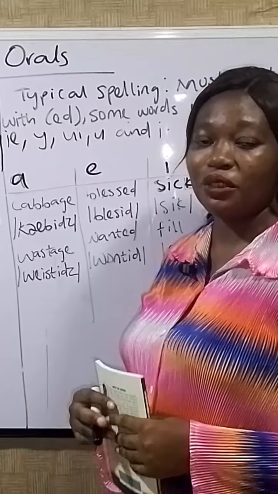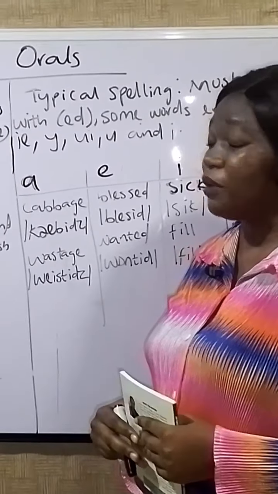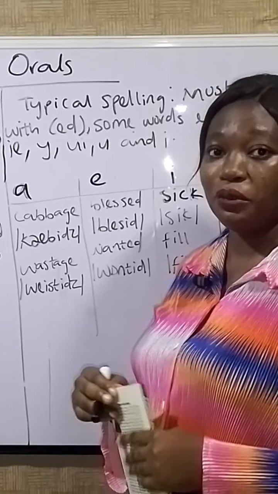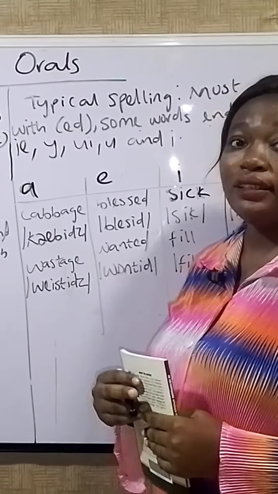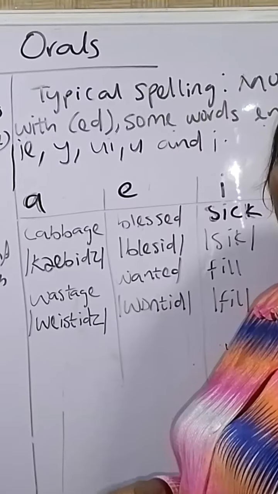In the previous classes, we talked about monotones and the different examples of monotones. So for today, we are going to be talking about the second example of monotone, which is the E sound. This sounds like the letter E in the English alphabet, but has to be kept short.